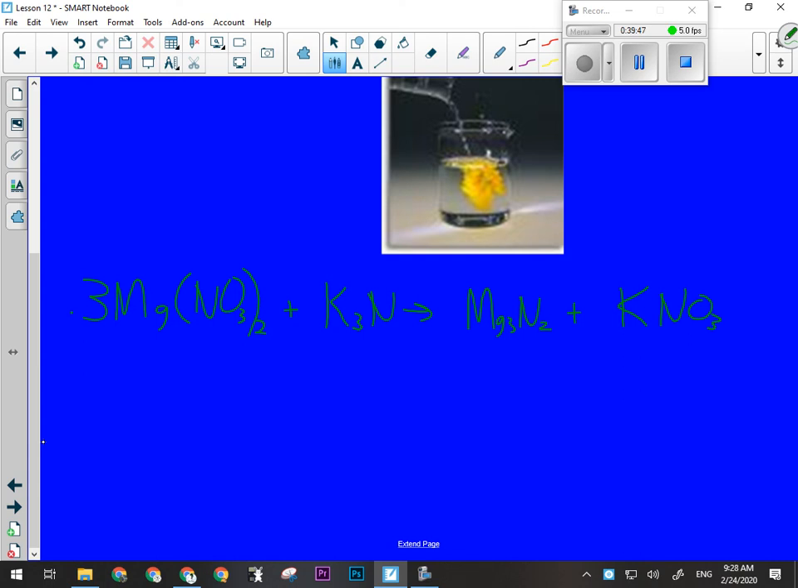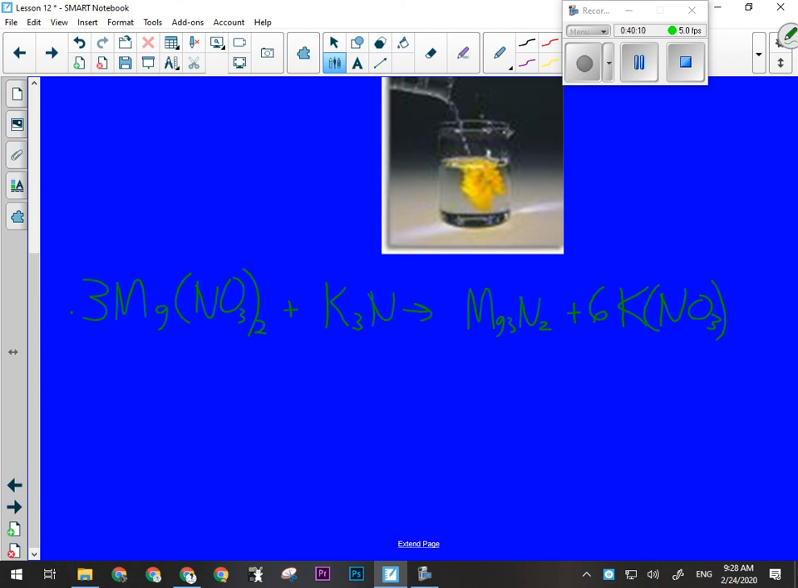How many nitrates do I have here? 1. How many do I have over here? 6. What do I need to put here? 6. Okay, I need to put a 6 here. Remember, I'm essentially saying this, right? There's 1 nitrate. Now there are 6 nitrates, but now there are also 6 potassiums.